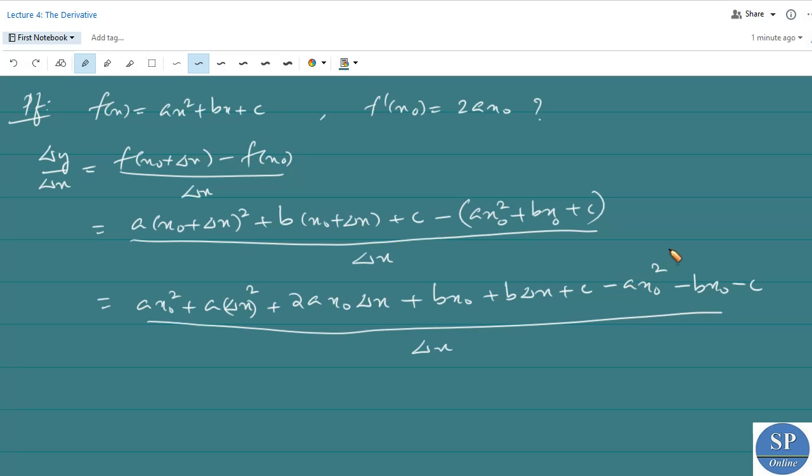So we can cancel this a x naught square, b x naught and c. Okay, so the remaining part will be a into delta x square plus 2a x naught into delta x plus b delta x divided by delta x. So each of these three terms contain delta x.